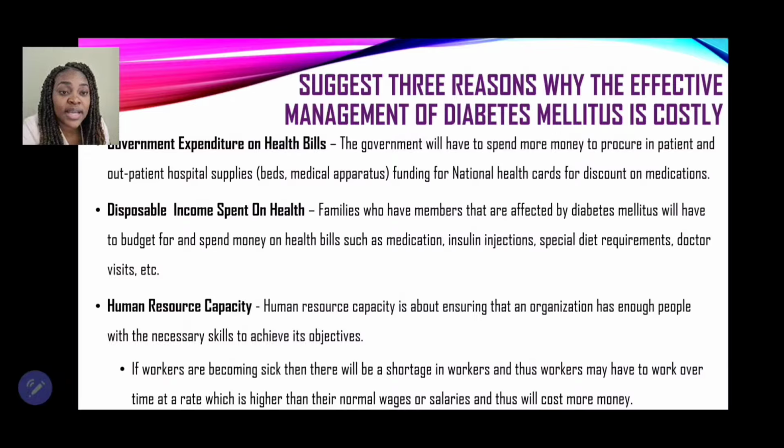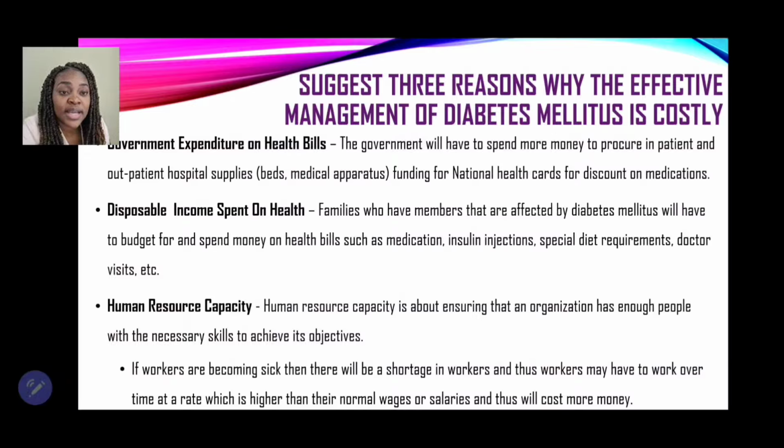We could look at families who have members that are affected by diabetes mellitus or any other illnesses, who will have to budget and spend money on health bills. So the disposable income is the amount of money that they get to take home after taxes. And guess what? That money that they get to take home after taxes has to be budgeted for medication, insulin medication or tablets, and also special dietary requirements.